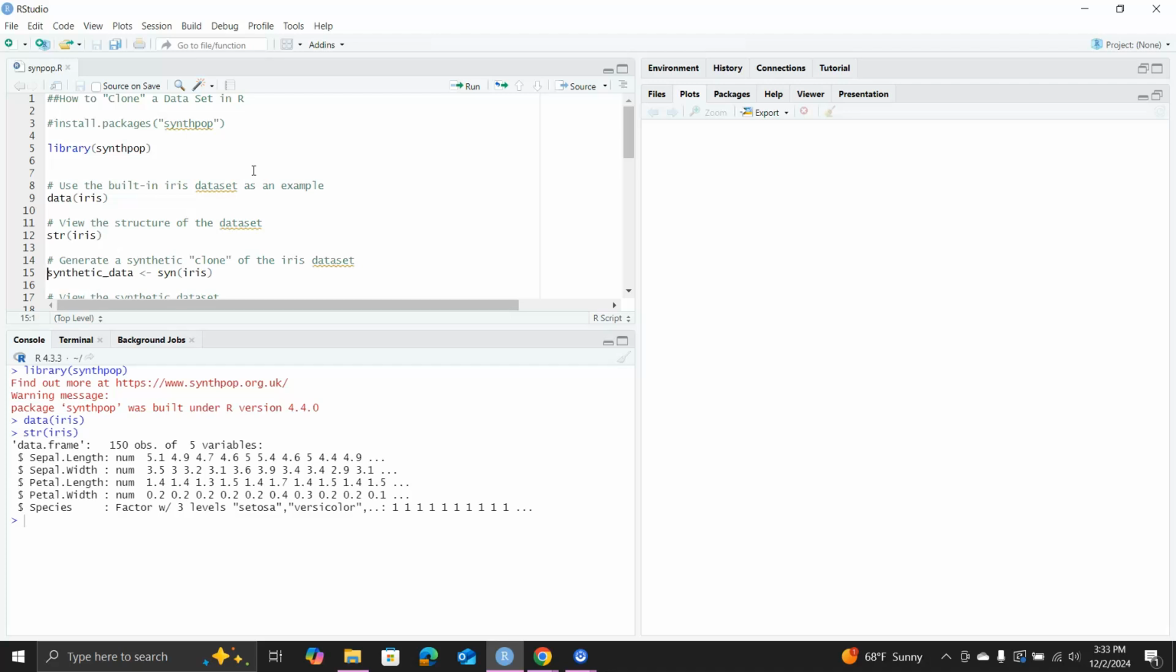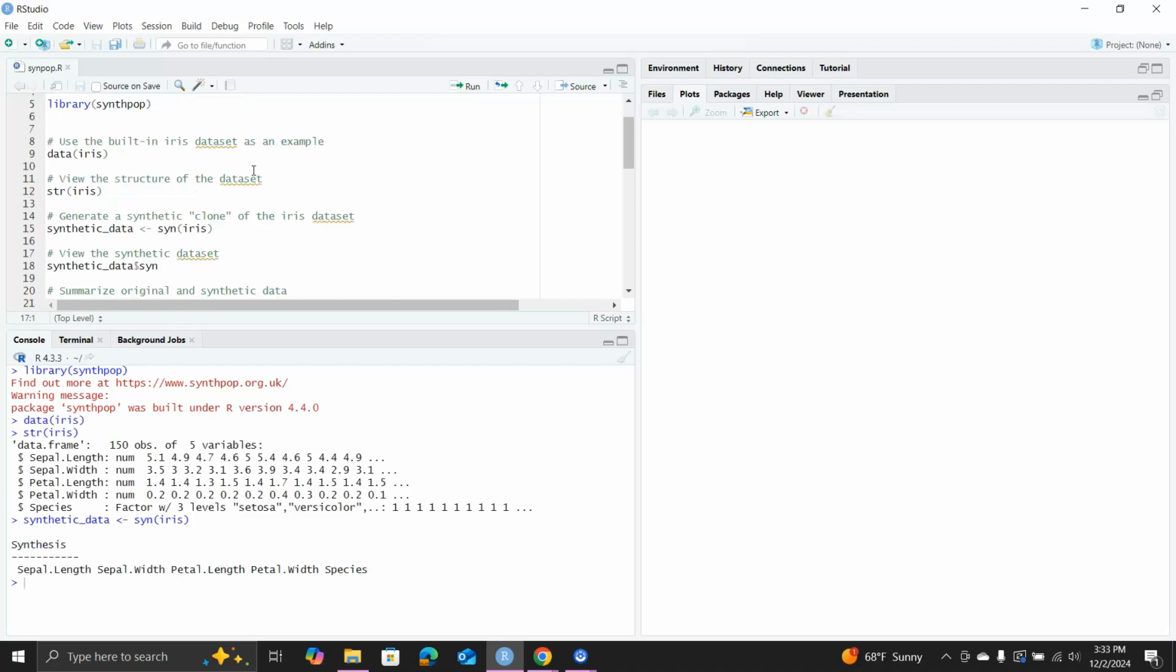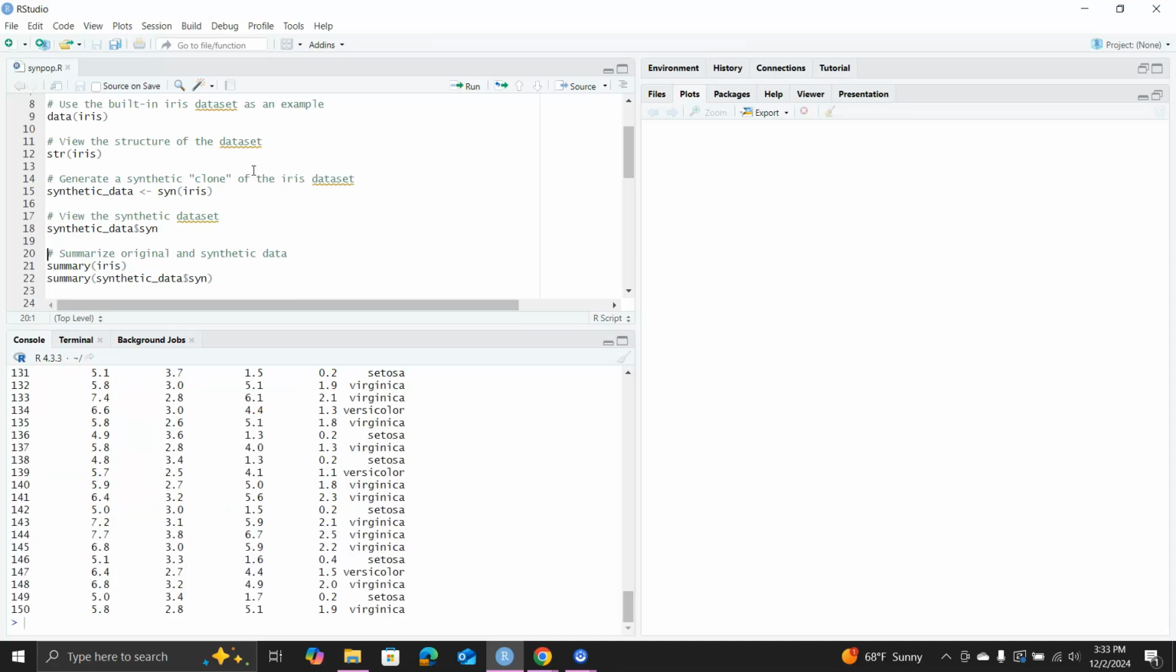So to generate a synthetic clone of the iris dataset, we simply use the function syn. The syntax is very simple. synthetic_data is the object from syn(iris). And we can print that out. Okay, so this is like a cloned copy of the original iris dataset, and you may ask what's so special about this cloned dataset.